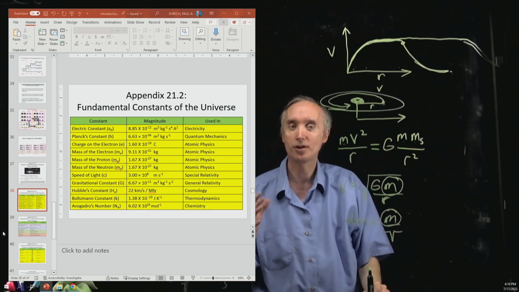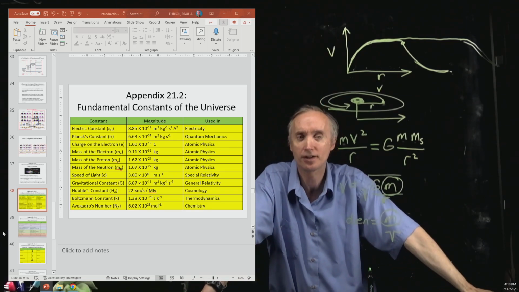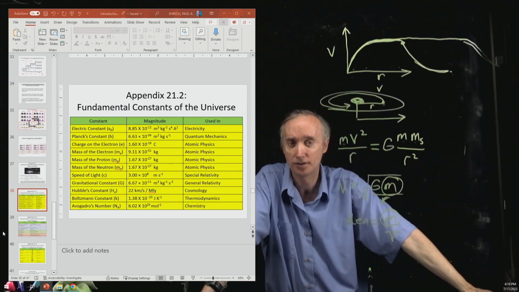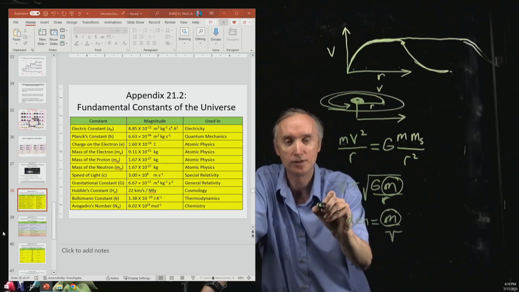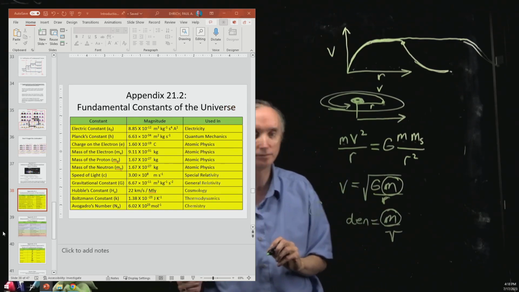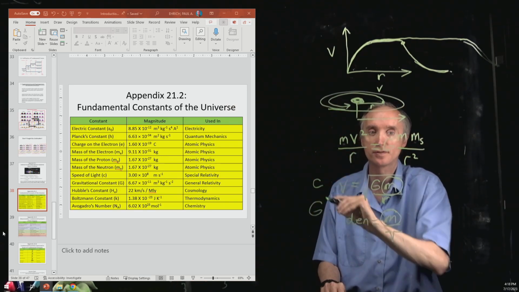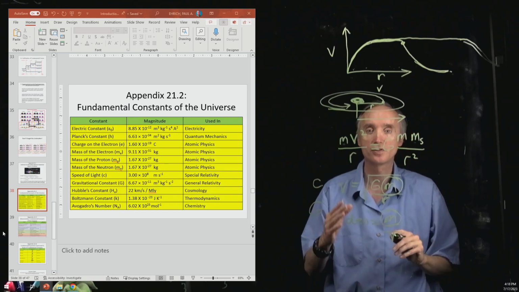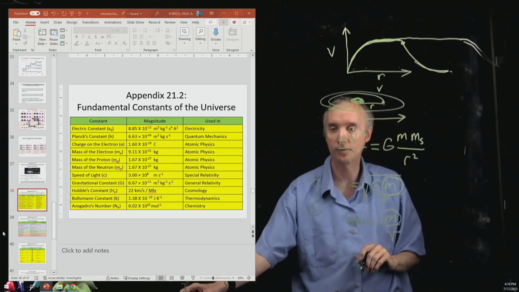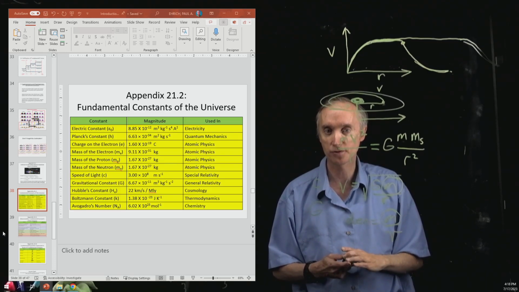Okay, just want to show you another appendix here. I kept talking about the 11 fundamental constants of the universe. And if you recall, we said that, for example, big G was one of those fundamental constants. And then another fundamental constant was the speed of light. So there they are. So those are the fundamental constants that control the universe.